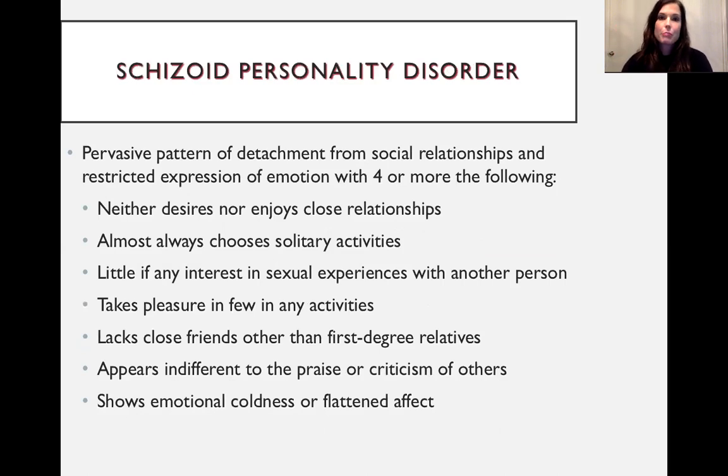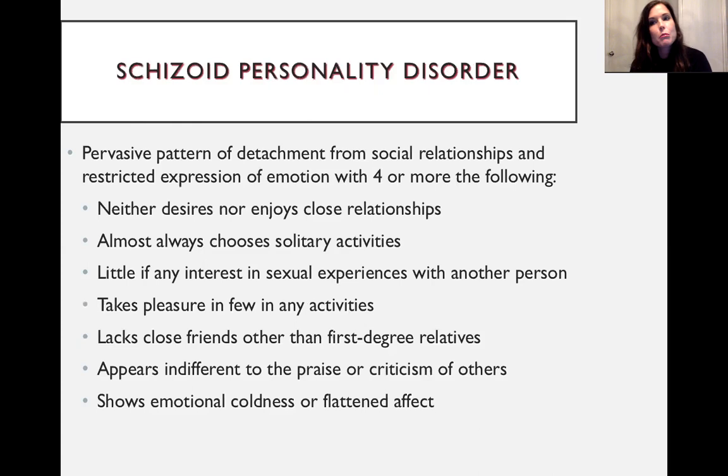So then we have schizoid personality disorder, which is a pervasive pattern of detachment from social relationships and restricted expression of emotion with 4 of the following. Neither desires nor enjoys close relationships, almost always chooses solitary activities, little if any interest in sexual experiences with another person, takes pleasure in few if any activities, lacks close friends other than first-degree relatives, appears indifferent to the praise or criticism of others, and shows emotional coldness or flattened affect.